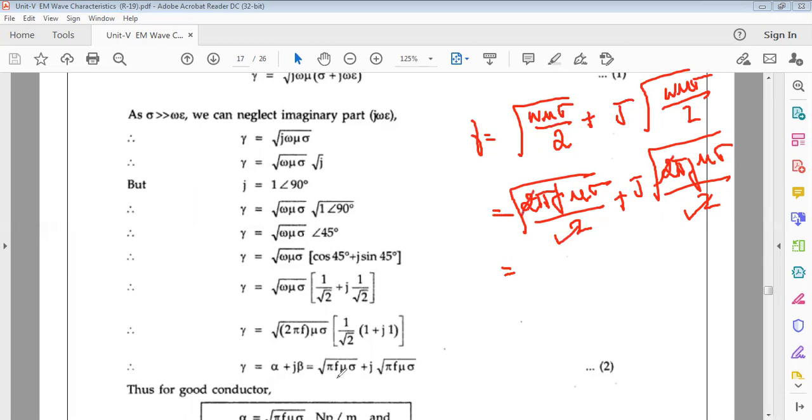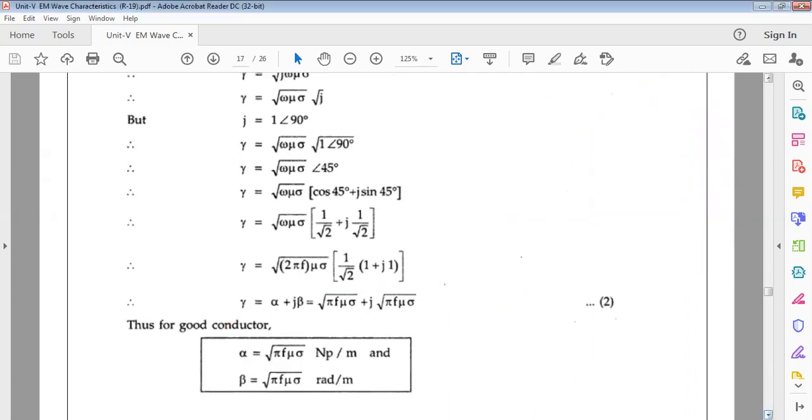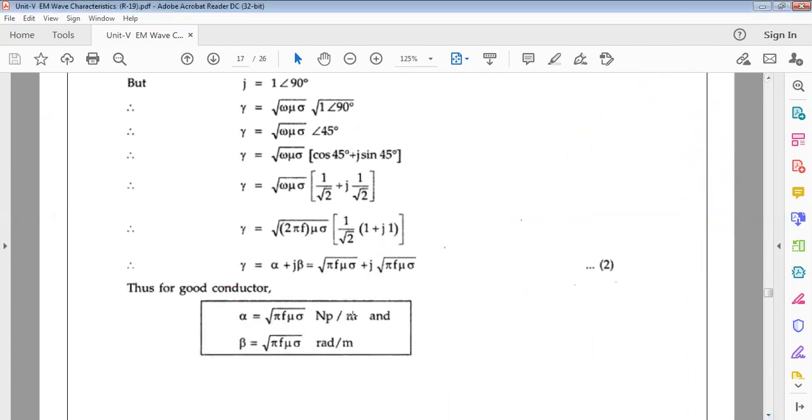What is alpha now? Alpha plus j beta is equal to under root of pi f mu sigma plus j under root of pi f mu sigma. So both alpha and beta are the same here, under root of pi f mu sigma. Therefore, for the good conductor, alpha is equal to under root of pi f mu sigma Napier per meter. Beta is also the same, under root of pi f mu sigma radians per meter.